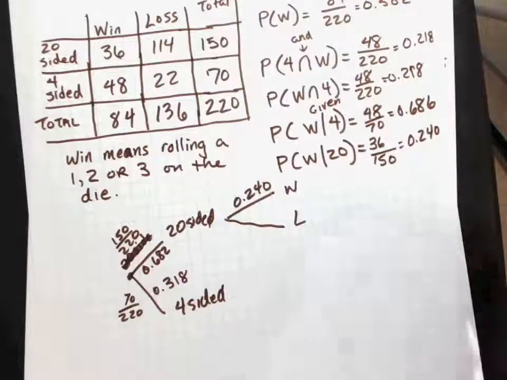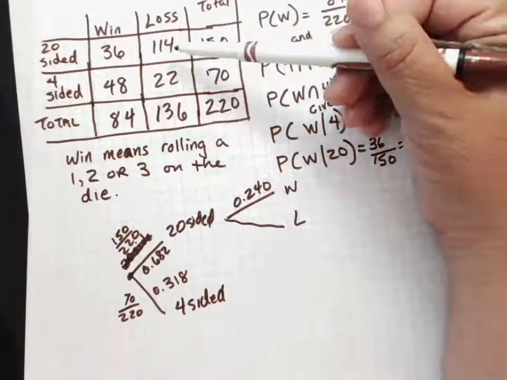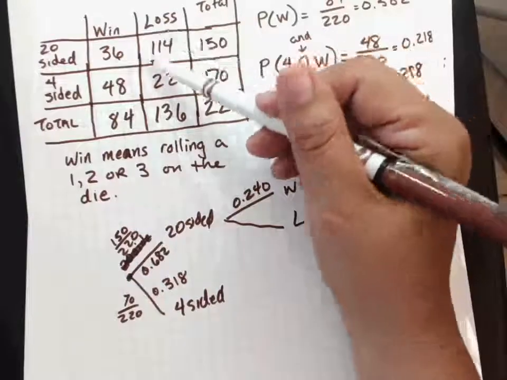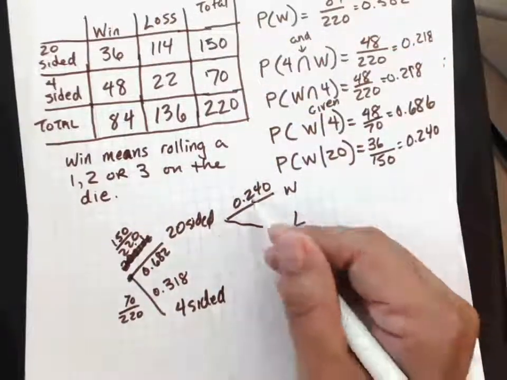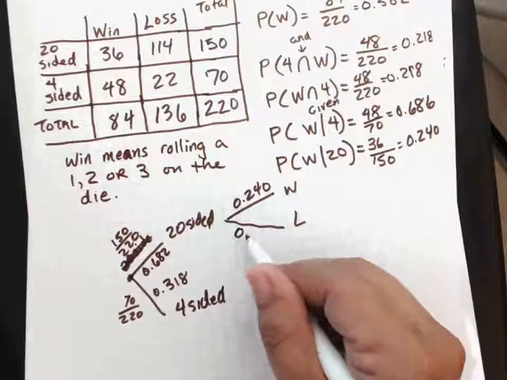But I can also look at the table. Probability of losing is 114 out of 150. That better be like 2/3. Well, yeah, 0.760.